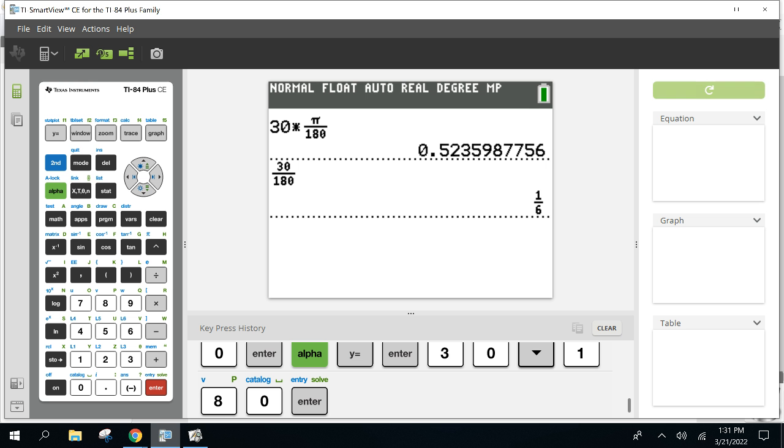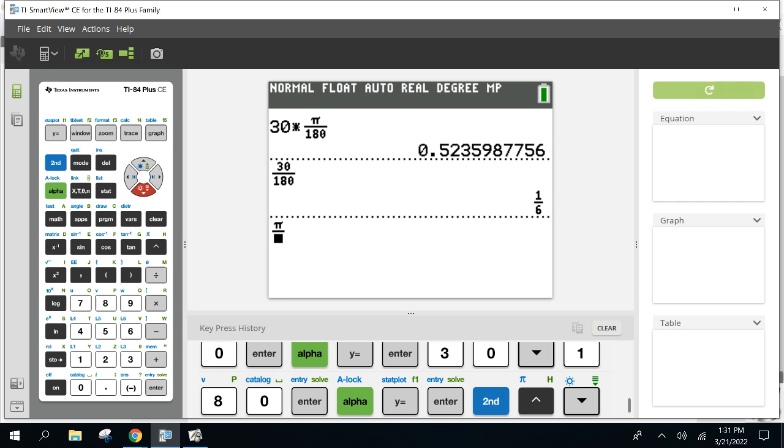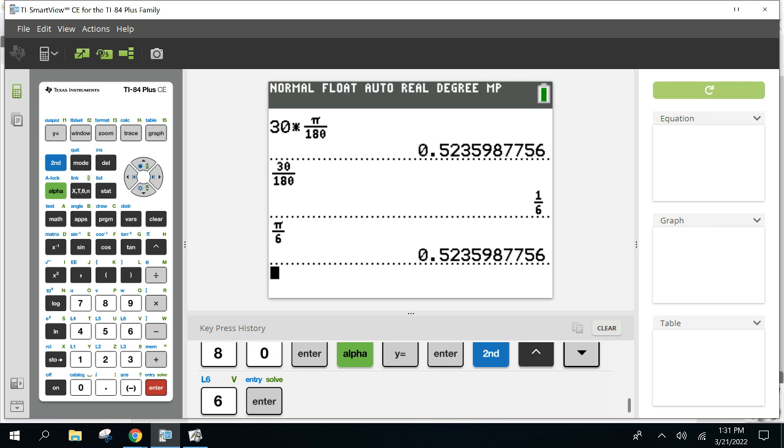Just so I confirm it with you guys, take a look at mine here. Pi over 6. Same thing. I just want it clean. I don't want this long, sloppy decimal. I want it clean. So leave your radians in terms of pi for me, please. All right, in terms of pi.